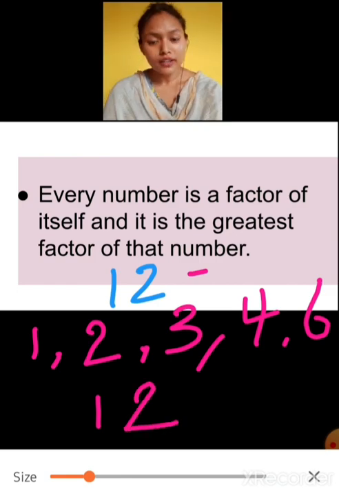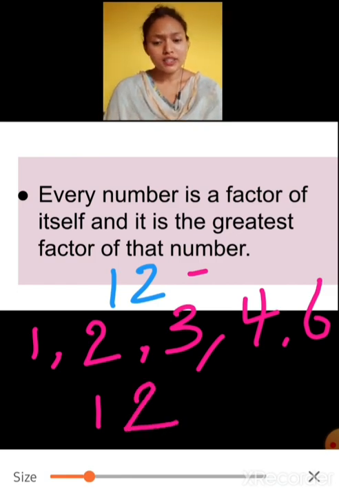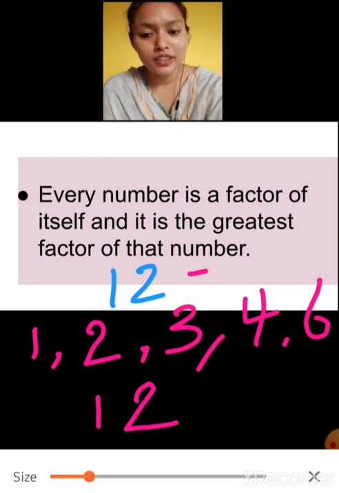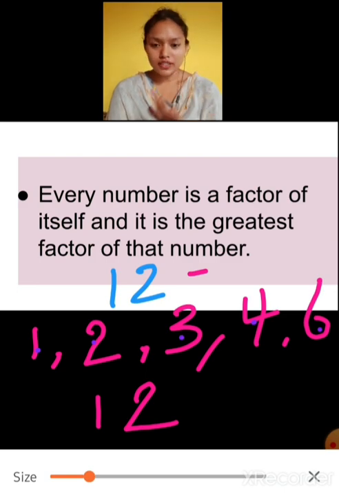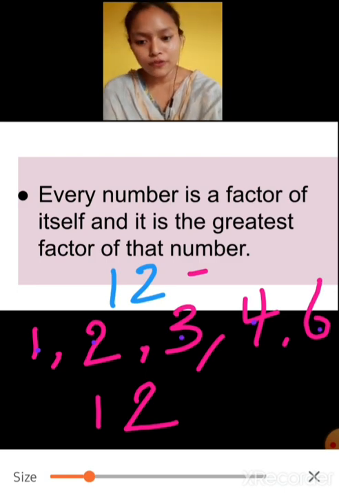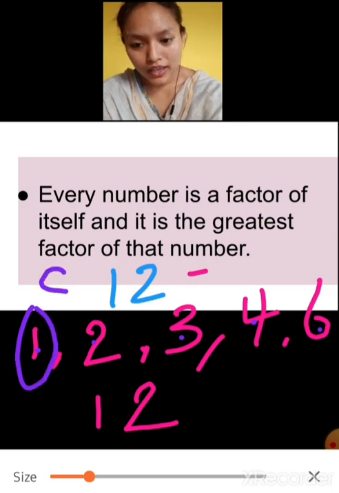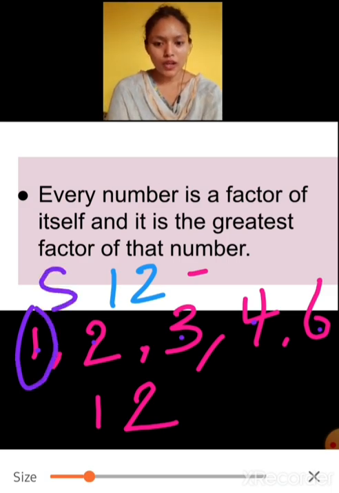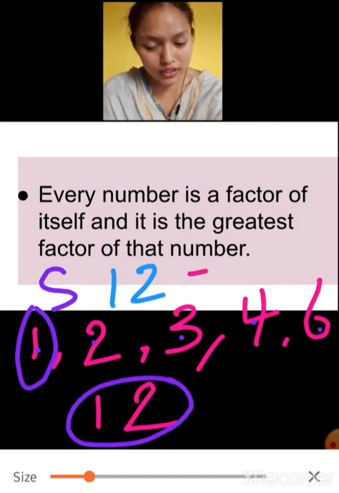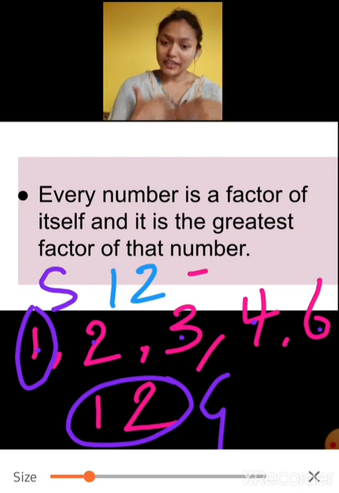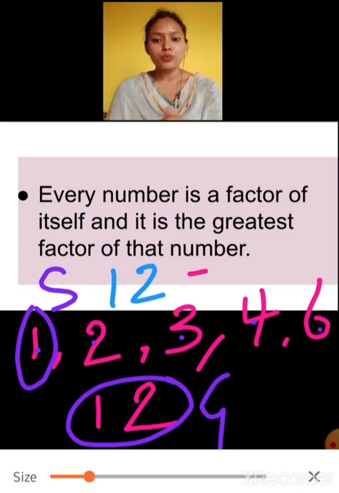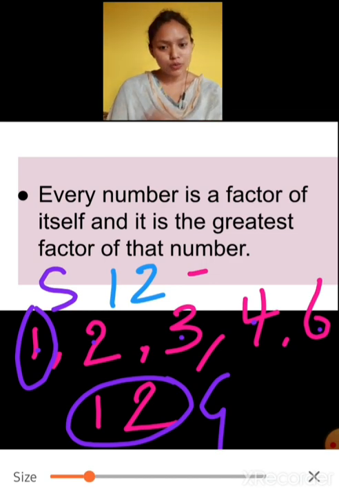12 ones is 12. Now 13, no. 14, no. 15, no. 16, no. Means that is not possible now. So we can see from here how many factors are there: 1, 2, 3, 4, 5, 6 factors. So the number 12 is having 6 factors in total, and the smallest factor is 1. As 1 is the smallest factor of 12, the greatest factor of 12 is 12 itself. So the point is clear: every number is the factor of itself and it is the greatest possible factor.